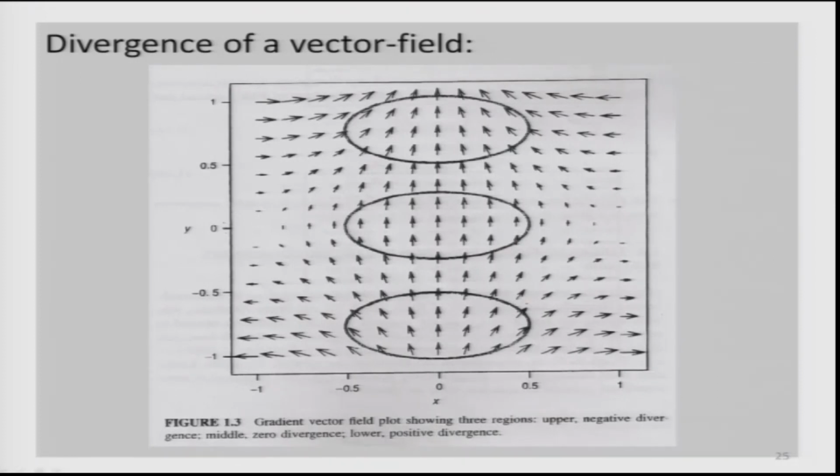Now, if I look at these plots, gradient vector field showing three regions 1, 2, 3. Upper one is basically negative divergence, middle one you see there is no divergence. Why is it so? Because all the arrows are directed in one direction, there is no change of direction of the arrow. So, therefore, there is no divergence, the path is not diverging at all, that is the meaning of divergence. On the top and the bottom you see there is a divergence.